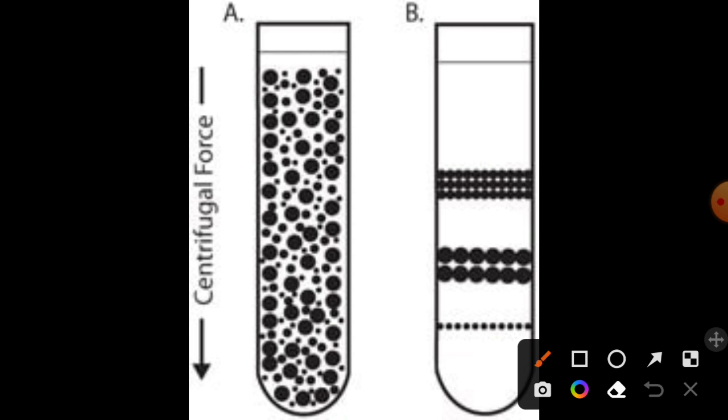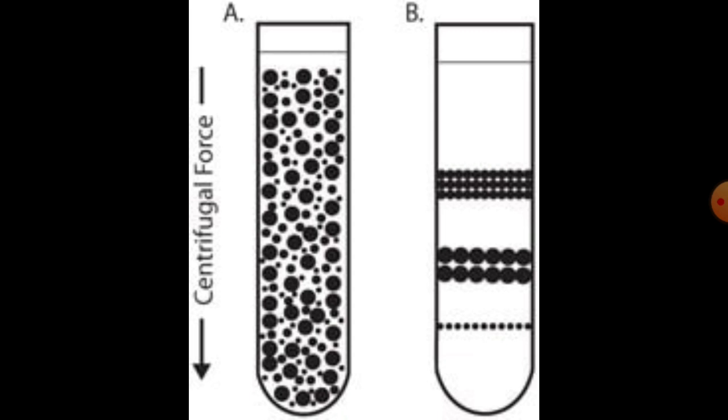Because sometimes we are separating cells also, we have to keep this in mind. Another important thing is that the matrix forming substrate should not be toxic to our sample, and it should not react with the biological molecules. Those are the various important points to keep in mind when choosing matrix forming substrates during isopycnic centrifugation.